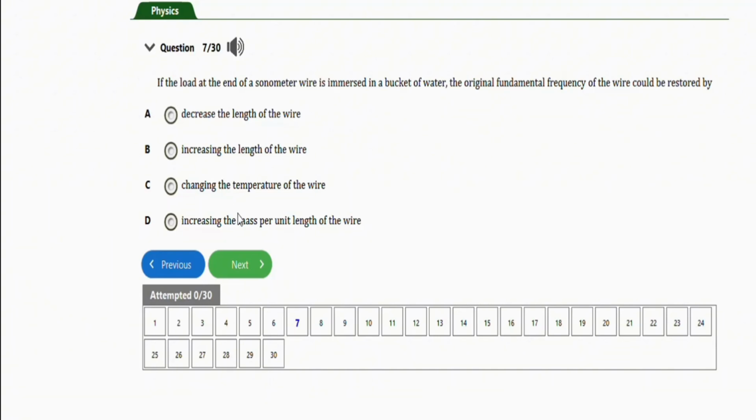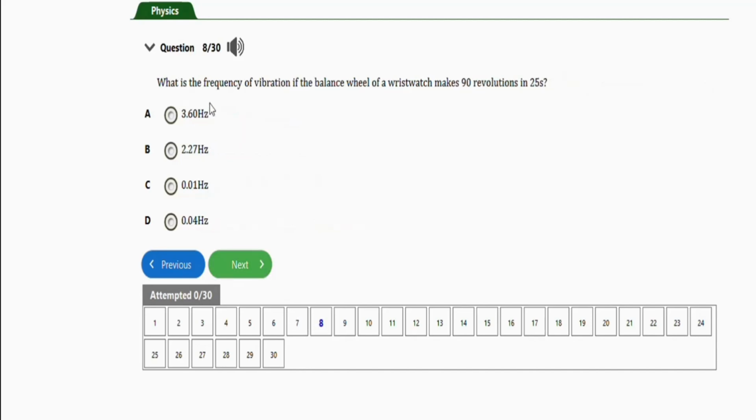Okay, next repeated question will be this question. It says, what is the frequency of vibration if the balance wheel of a wristwatch makes 90 revolutions in 25 seconds? So as we all know, the conventional formula for finding frequency is number of oscillations per unit time. Alright, the time here is measured in seconds. So we have in this question the number of oscillations, revolutions, to be 90.